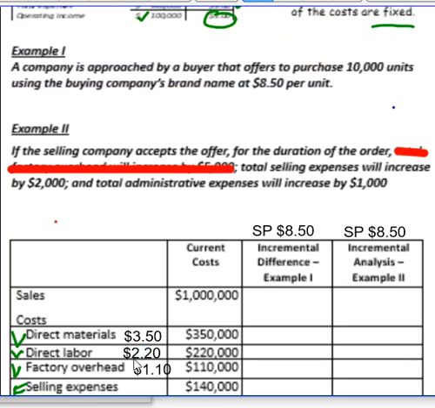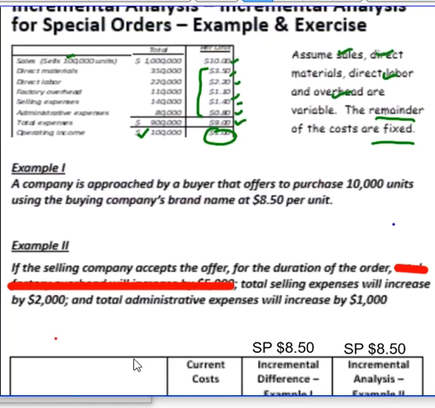a large number of your products," and let's call them widgets. And that buyer offers to buy 10,000 units. When you think about it, that's a pretty big number of units. That's 10% of our entire production. So this company is going to buy that from us, and they're going to use their own name. They don't want our name associated with the particular product. They're going to slap their own name on there.